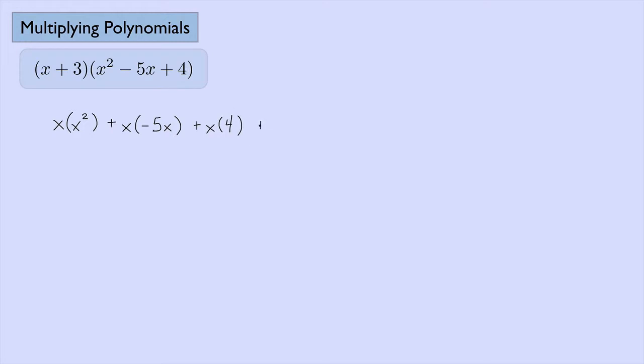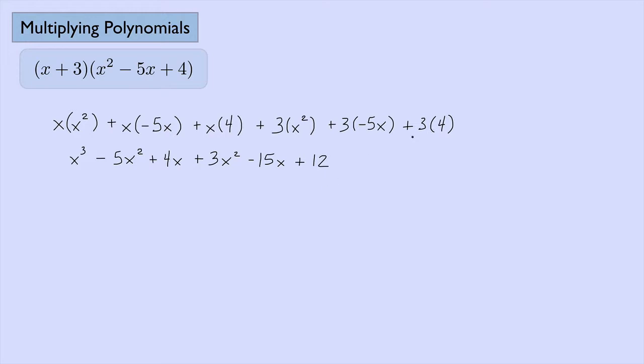Now how about the 3? So then I would have the 3 times x squared, and I would have the 3 times the negative 5x, and then I would have the 3 times the 4. Okay, so now I can just simplify each of these terms. So I would have x cubed for that one. Then I would have minus 5x squared here, plus 4x, plus 3x squared, minus 15x, plus 12. 4 times 3 is 12.